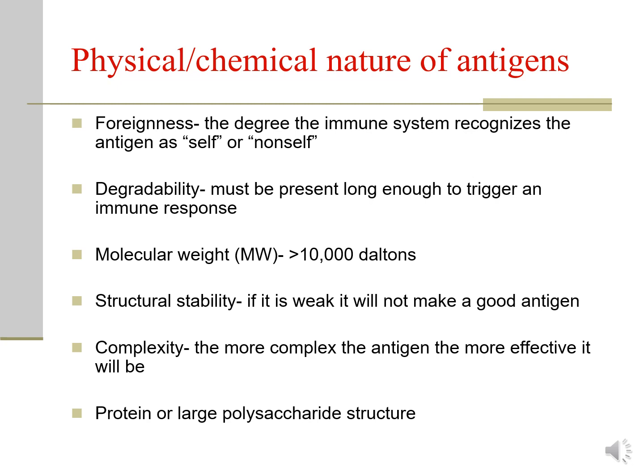Good antigens have a high molecular weight, usually greater than 10,000 Daltons. They are structurally stable. If the molecule is too weak, it's not going to make a good antigen. And they are complex. The more complex an antigen is, the more effective it's going to be at eliciting an immune response. Antigens are protein or large polysaccharide structures. Usually antigens are protein in nature.